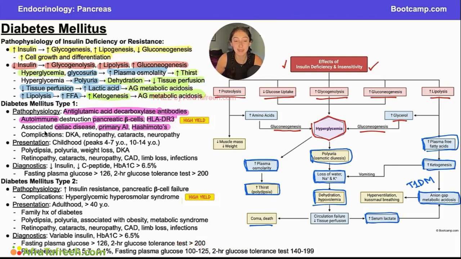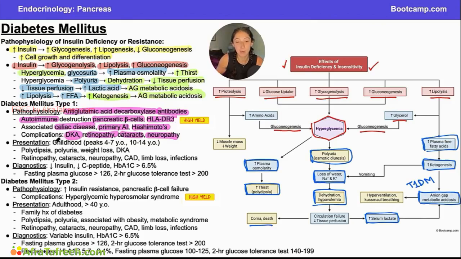And then finally, complications of type 1 diabetes. It's important to remember that DKA is associated with type 1 diabetes. It is not associated with type 2 diabetes, so you really shouldn't be seeing a question about DKA referring to type 2 diabetes on Step. It should only be type 1. Additionally, complications shared between the two, retinopathy, cataracts, neuropathy, these can be seen in type 1 or type 2 diabetes.